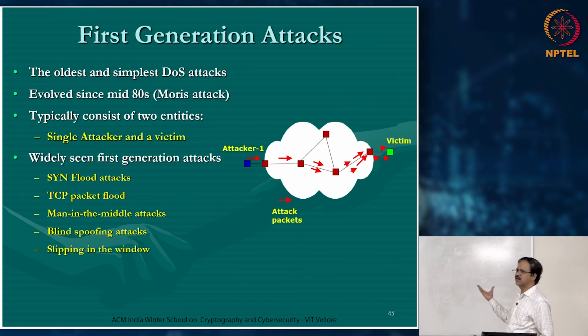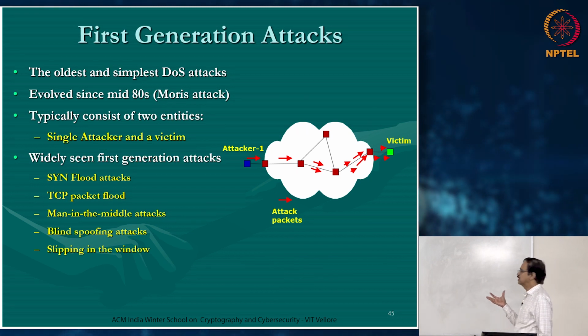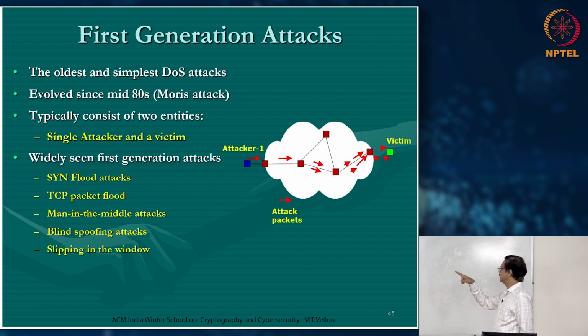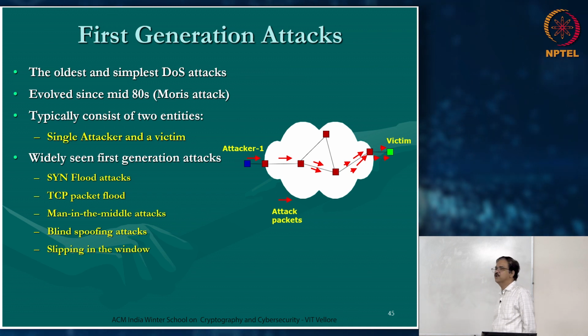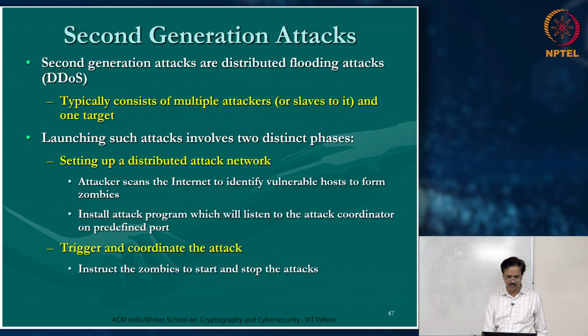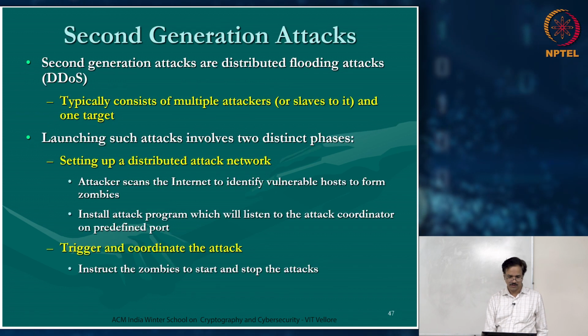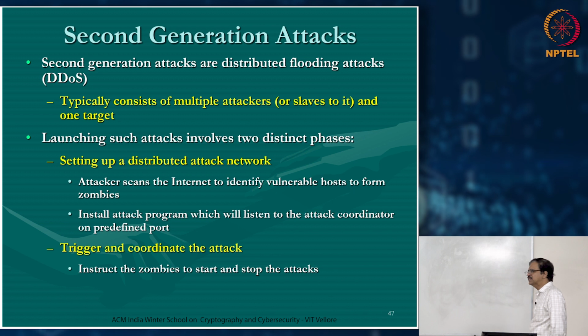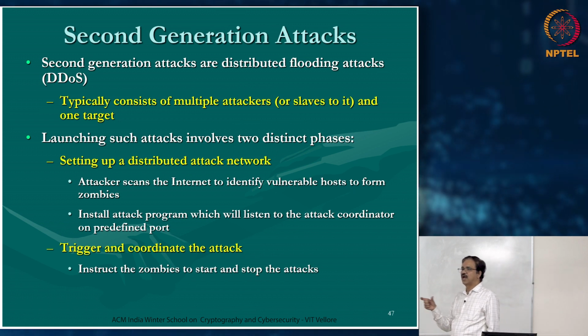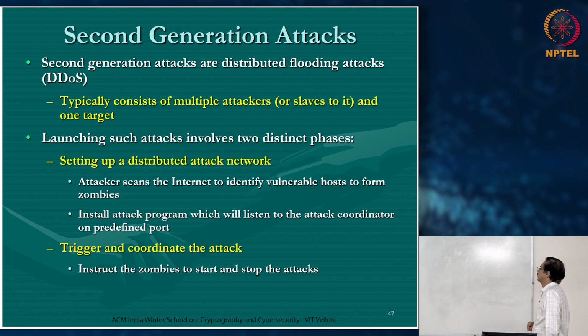The first generation is quite simple, as you know, TCP SYN flood attack and all, where you have only two entities, an attacker and a victim. So it is just a one path communication, which exploits the SYN flood, which I will not go deep into. The first generation is relatively easy to handle because you can have SYN cookies and those sorts of things, and you can also have an efficient filtering mechanism.